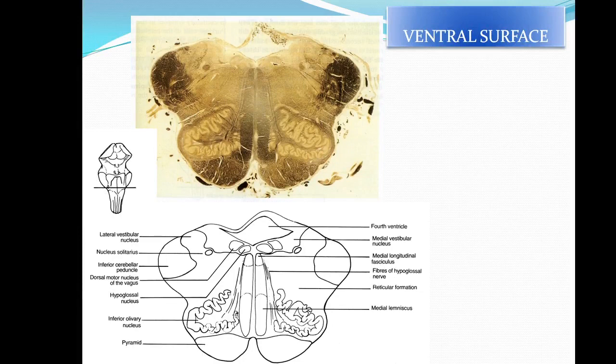On the ventral surface you see the bulge, this is the olivary nucleus. Here you can see the medial lemniscus, the medial longitudinal bundle. This is the central gray matter here. The inferior cerebellar peduncle you can see.